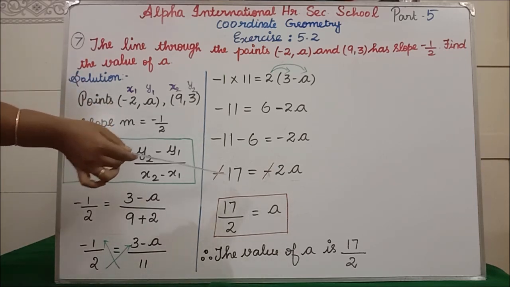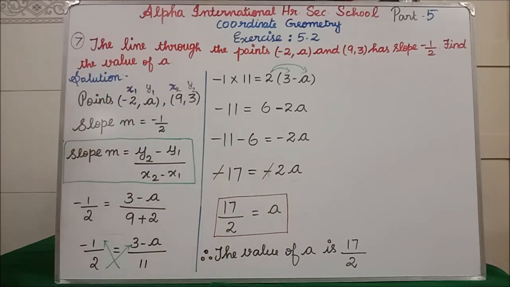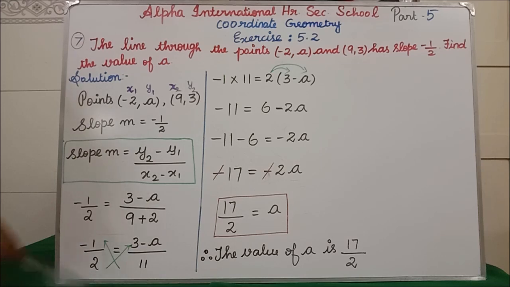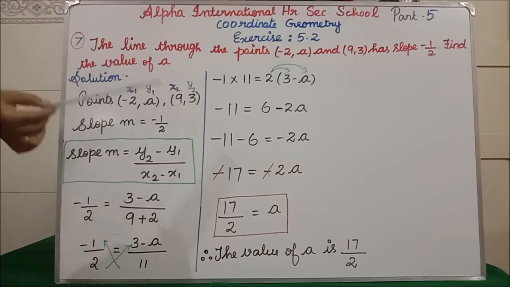Since we have minus on both sides, cancel the minus. So 17 divided by 2 is equal to a. Therefore, the value of a is 17 by 2. Otherwise, we can write it in decimal form also. Clear? Finally, we have found the value of a. That is all they were asking in the question. Therefore, the value of a is 17 by 2. Clear, students, on the question? That is an easy question only. Next, we are going to see the 8th question.